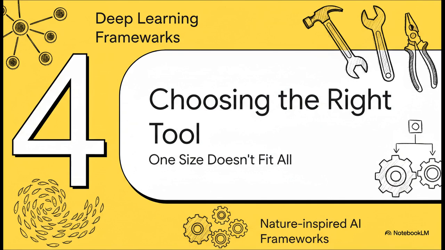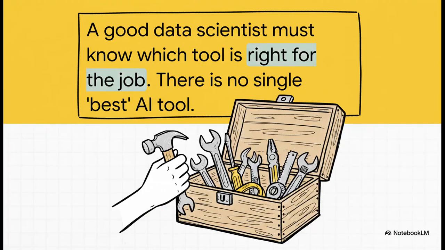So we've got deep learning over here, and we've got this nature-inspired AI over there. This brings us to our final and maybe most important section, choosing the right tool, because one size absolutely does not fit all. And really, this is the single most important thing to take away from our whole tour today. A good data scientist knows which tool is right for the job. There's no single best AI tool out there. There's only the best tool for the specific problem you're trying to solve.